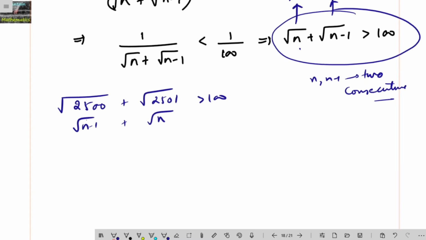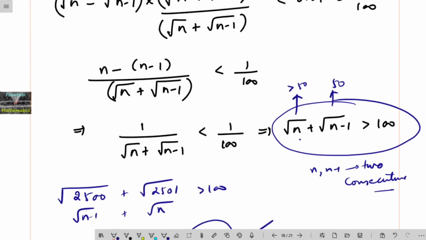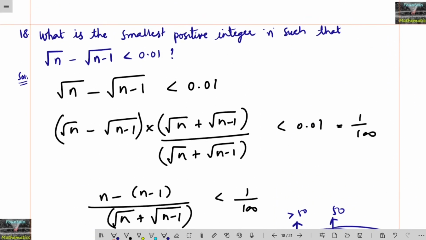So this is the possibility, so that we can say your n is nothing but 2501. So the smallest positive integer such that root n plus root of n minus 1 is greater than 100 is 2501. 2501 is the smallest integer we can identify. Next question.